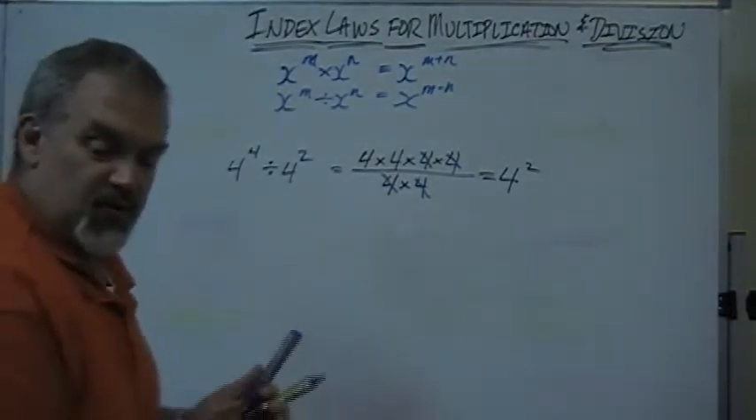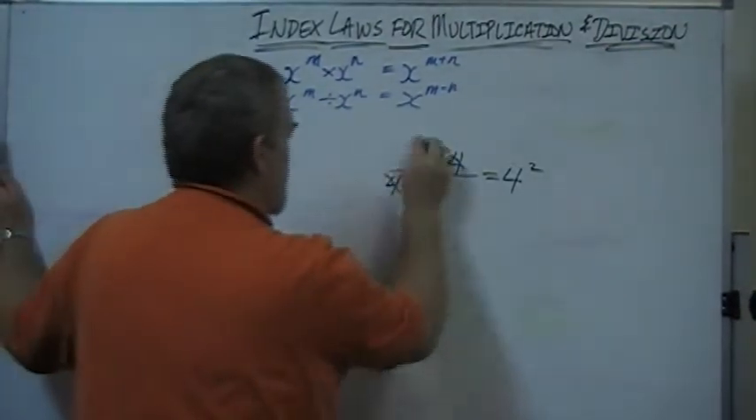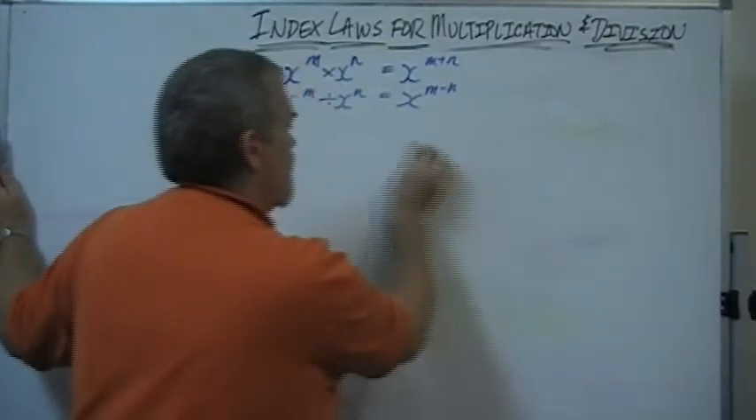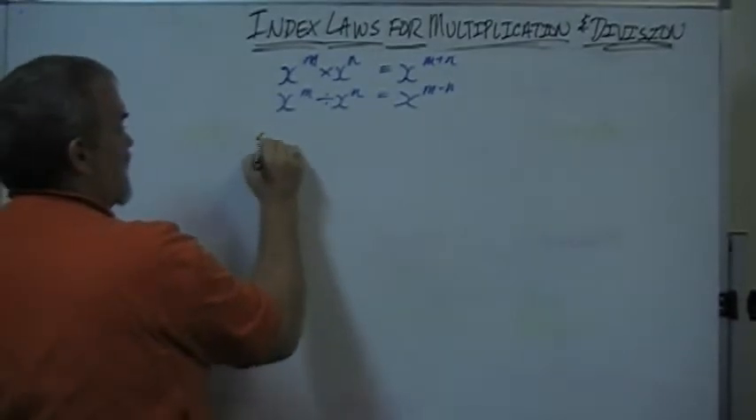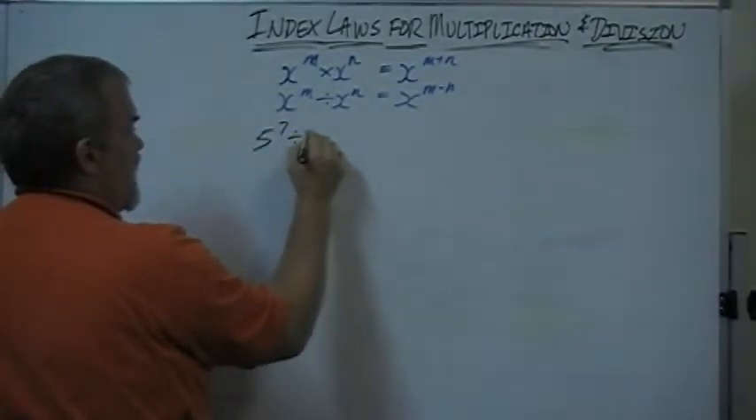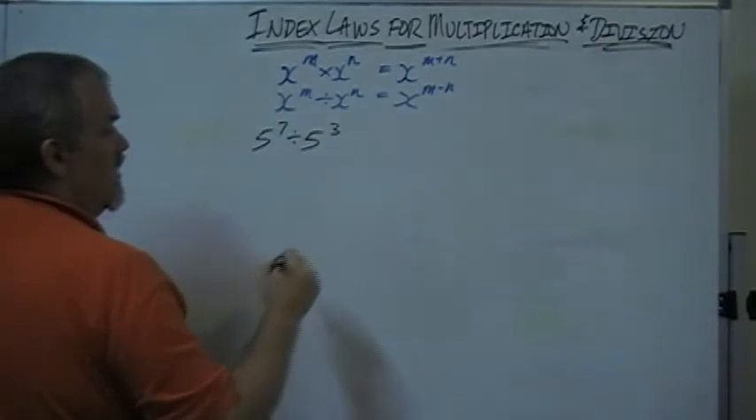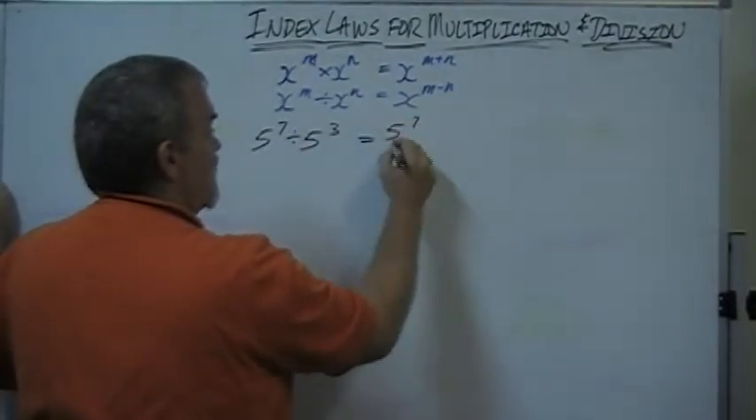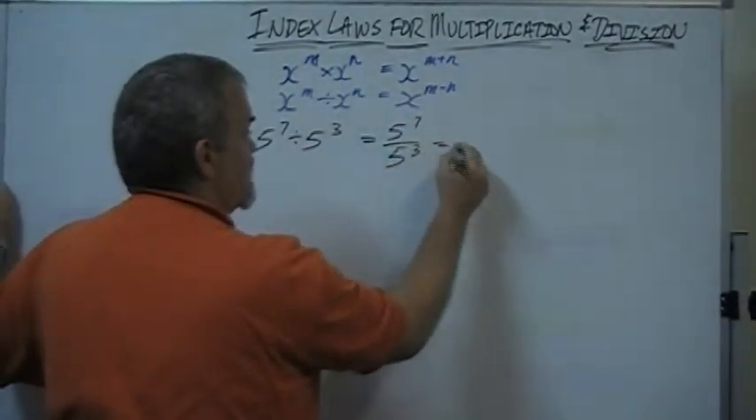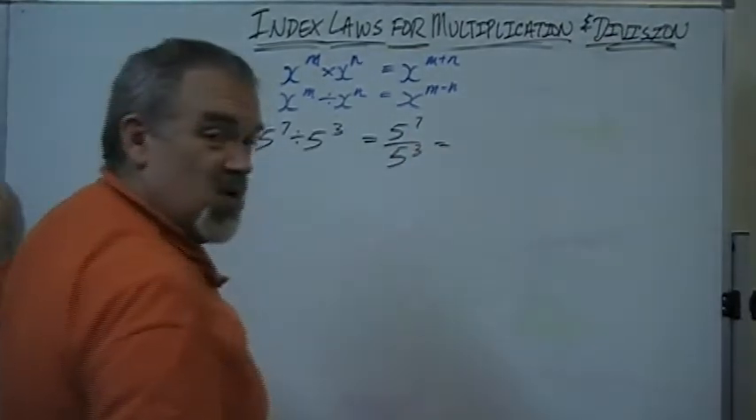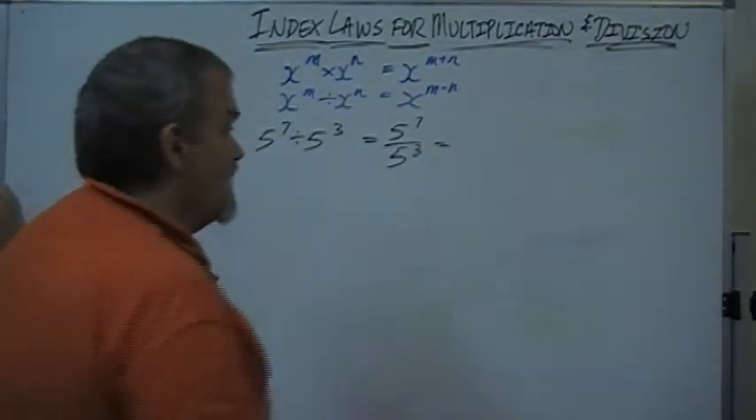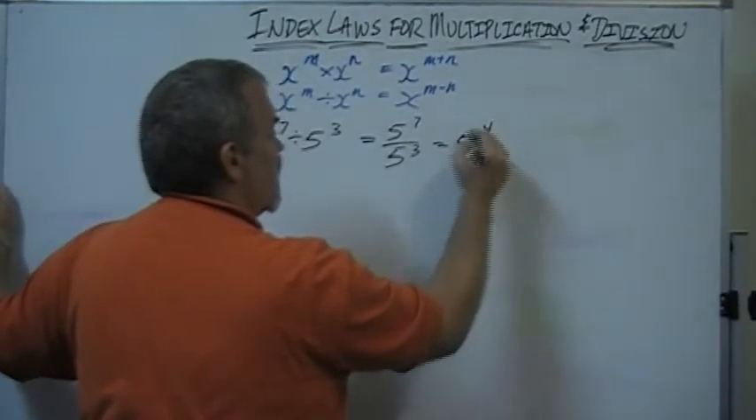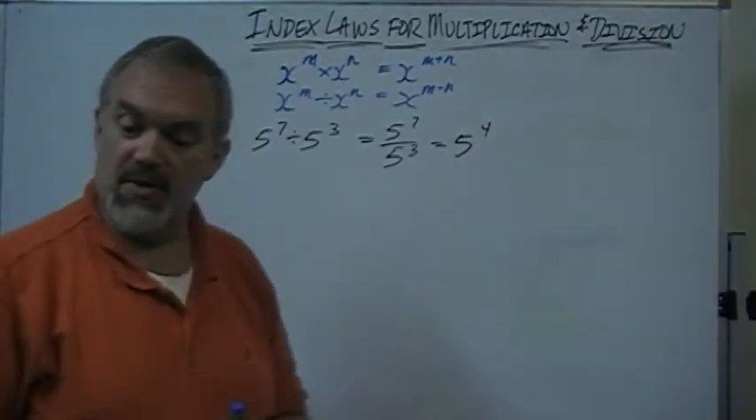Let's use some examples to make sure we've got a good handle on this. Let's say that we start with 5 to the 7th divided by 5 cubed. It's always easier, in my opinion, to write these as a fraction, though you don't have to do that. 5 to the 7th over 5 to the 3rd is equal to, and what do I do with the exponents? Because I'm dividing, I subtract, and I get 5 to the 4th. And that's all there is to it, I'm just subtracting.